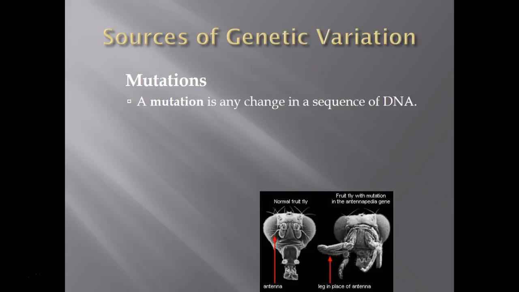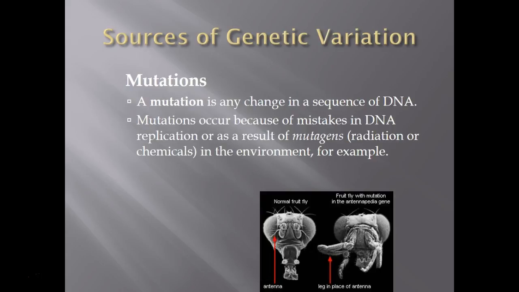So a mutation is a change in a sequence of DNA, and they occur because of mistakes, maybe when DNA replicates, or as a result of what are called mutagens. Mutagens are anything that can cause a mutation in DNA. It might be UV radiation. It might be a certain chemical like benzene, which is a known chemical that's in tobacco when they treat tobacco.